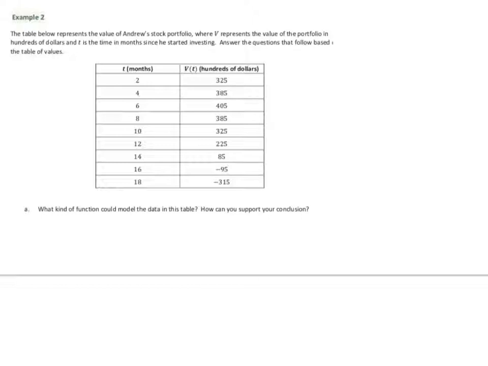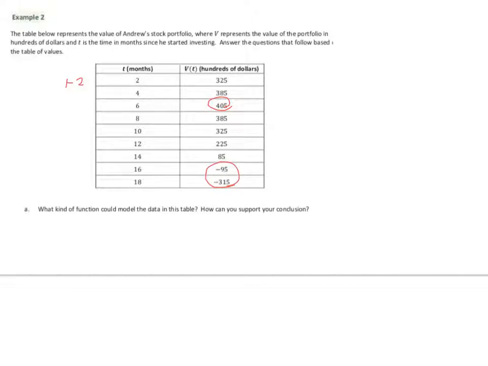So here we have a table below represents the value of Andrew's stock portfolio, where V represents the value of the portfolio in hundreds of dollars, and T is the time in months since he started investing. Answer the questions that follow based on the table of values. So it looks like our time is going up by 2, and our value is going up and then down. I've got 325, I reach a maximum of 405, and then I go back down into losing money.